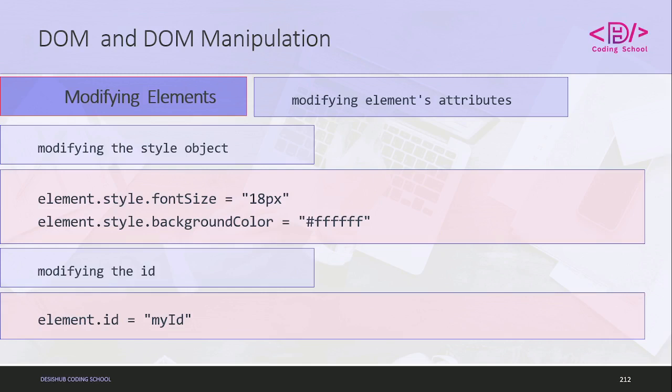In today's video we are going to start with modifying elements. By modifying elements, we mean modifying element attributes, and we are going to start with modifying CSS. I want to look at how you can modify something like CSS. For instance, we can modify the style object on the element.